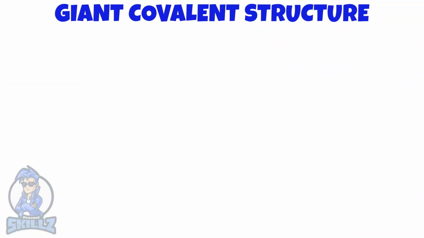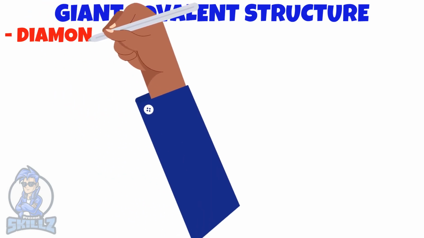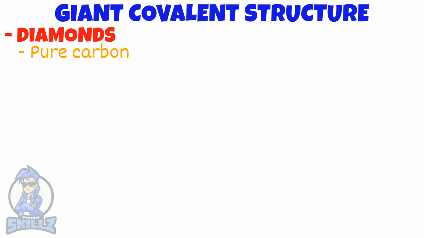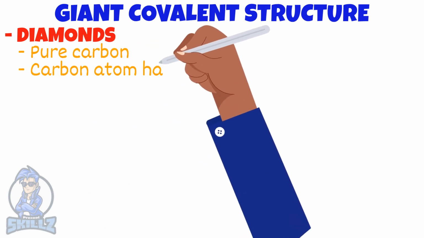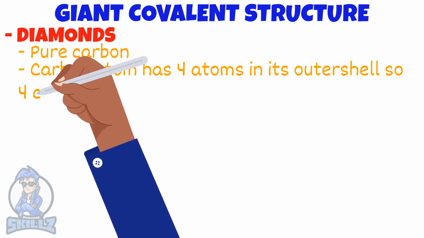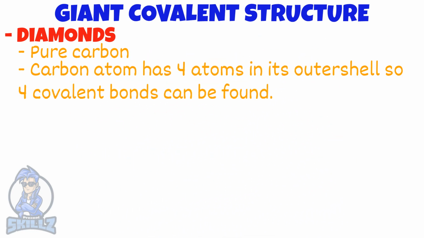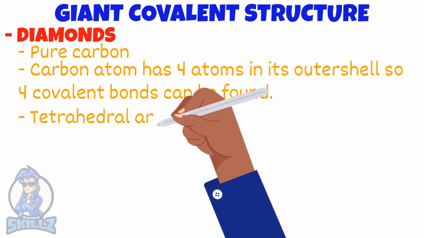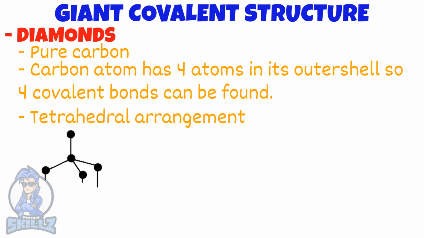Next, we are going to be talking about giant covalent structures. Diamond is a form of pure carbon. It is a giant covalent structure. Each carbon has 4 electrons in its outer shell and therefore forms 4 covalent bonds. In a diamond, each carbon atom bonds strongly to 4 other atoms in a tetrahedral arrangement, as you can see in the diagram. Here are some of the properties of diamond.